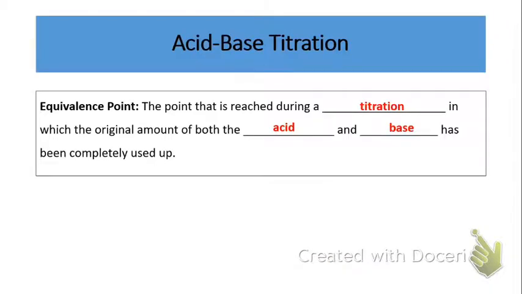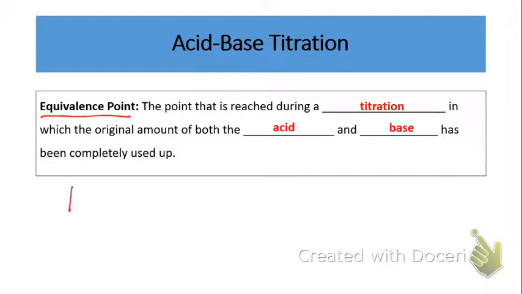All right, so let's go back to acid-base titrations. As far as the technique is concerned, there are a couple of very important vocabulary words that you need to understand when it comes to a titration. The first one is known as the equivalence point. The equivalence point, by definition, is the point that is reached during a titration in which the original amount of both the acid and the base has been completely used up.